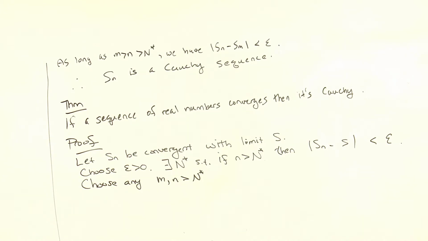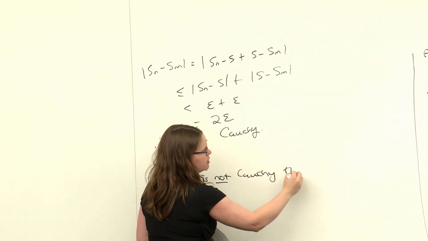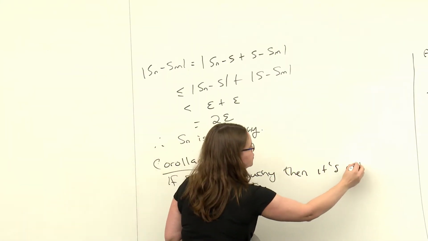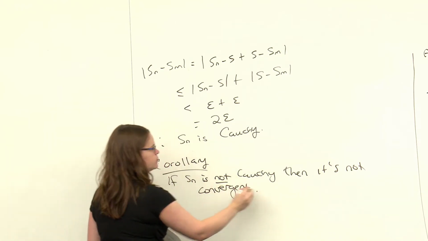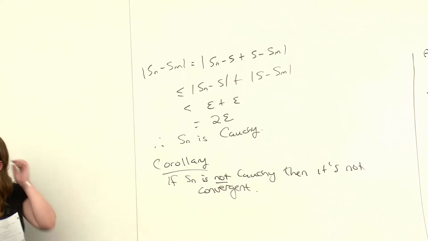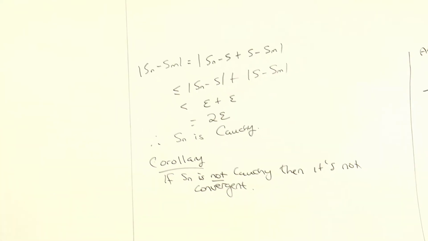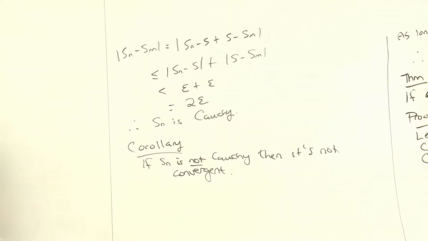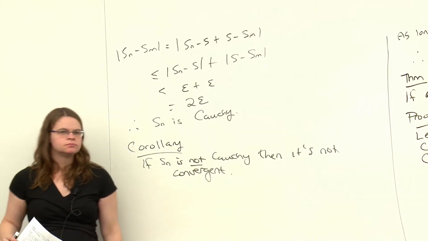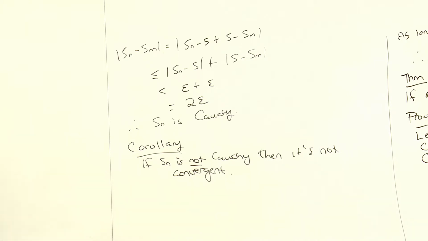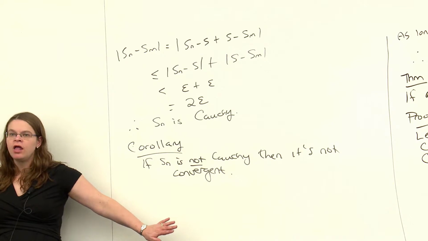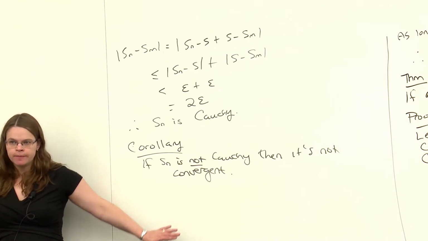If Sn is not Cauchy, then it's not convergent. Okay, so this is one test for does a sequence diverge, right?